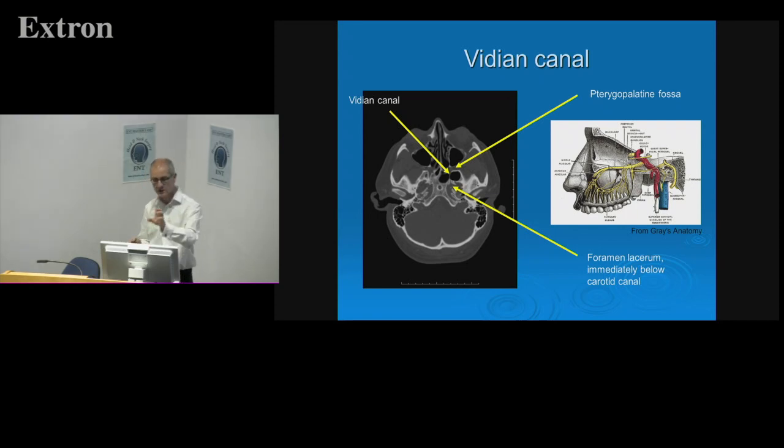So these are all bits of anatomy around the trigeminal nerves that you have to be aware of, and you have to bring up with your radiologist if you're worried about them.